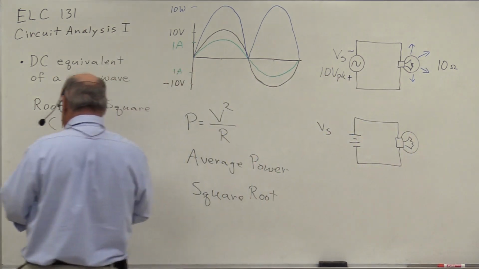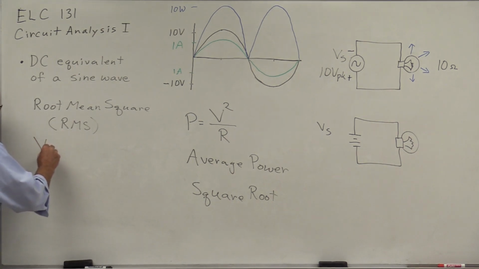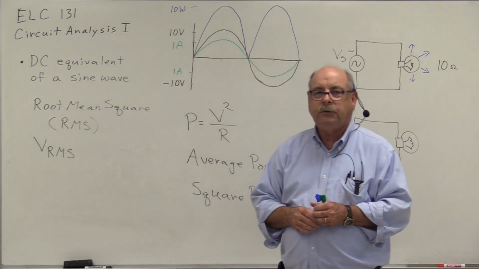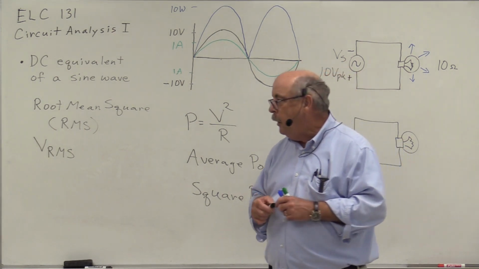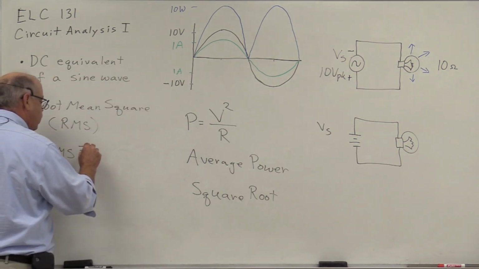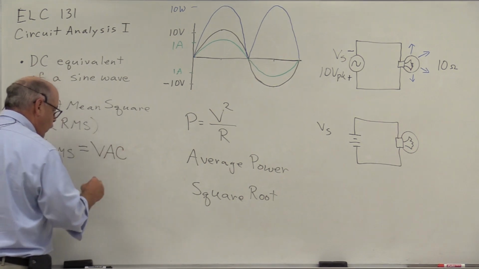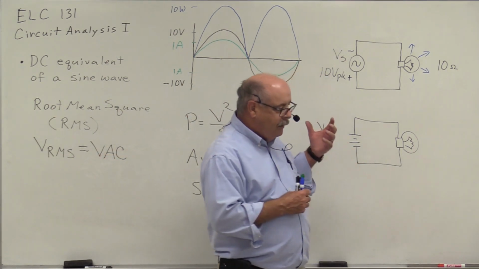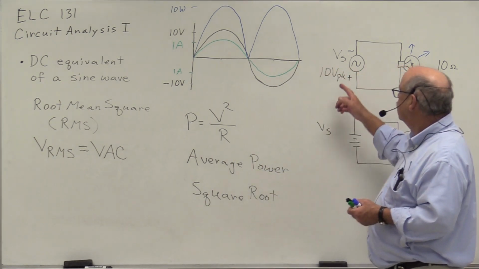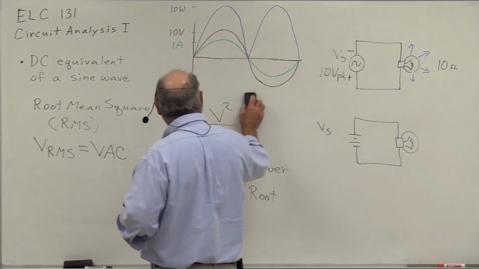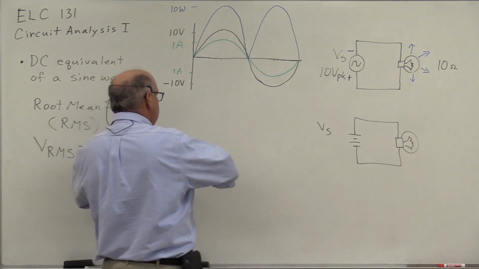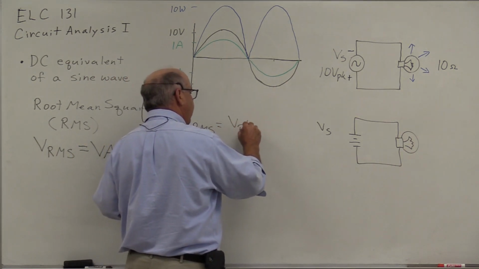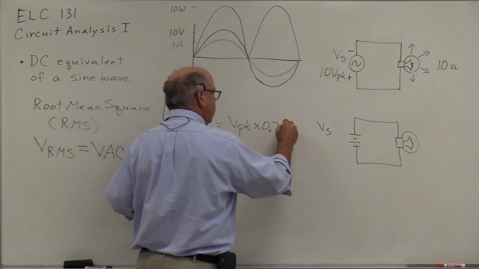We will express this as V sub RMS, which means the root mean square value of a sinusoidal or an AC waveform. Now, we'll quite often, instead of writing VRMS, simply express this as VAC, all in capital letters. So VAC means the same as VRMS, which means what is the DC equivalent voltage to this AC waveform. And mathematically, the RMS value equals the peak value times 0.707.